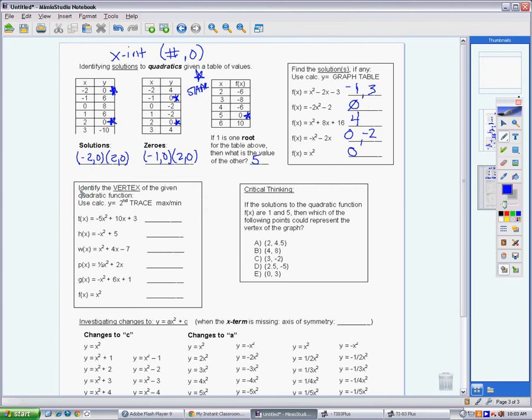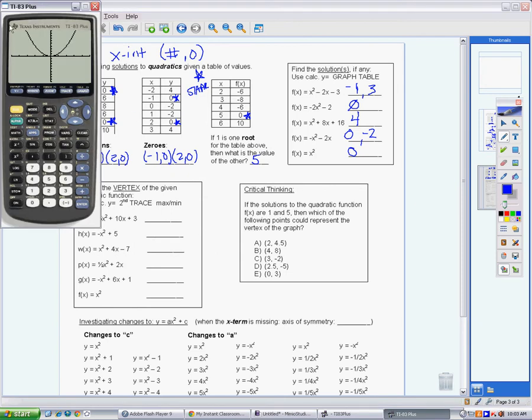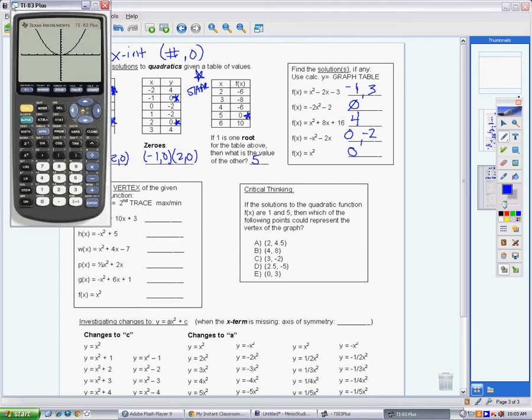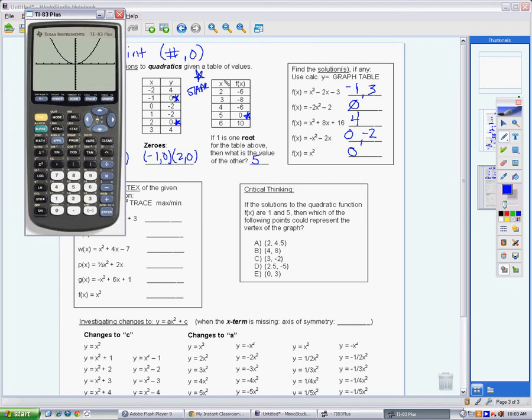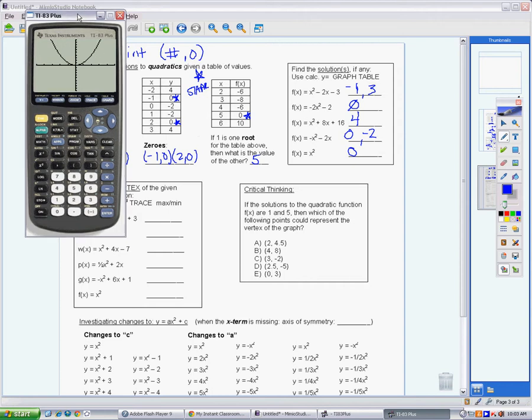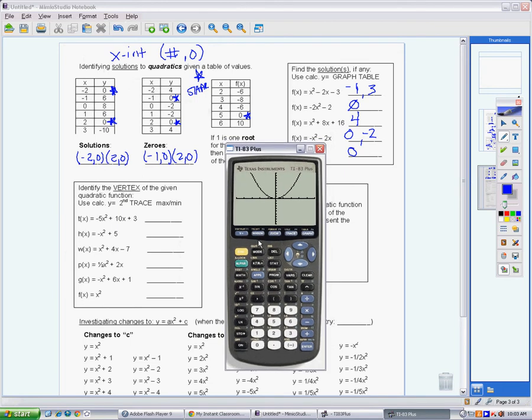Okay? Next one is we want to identify the vertex, and again we're going to use our calculator. I'm going to move my calculator over. I'm going to go back to the normal window. I'm going to go y equals, and I'm going to type in my next equation, -5x squared plus 10x plus 3. Okay, and I do want to graph it. I want to see where my vertex is.